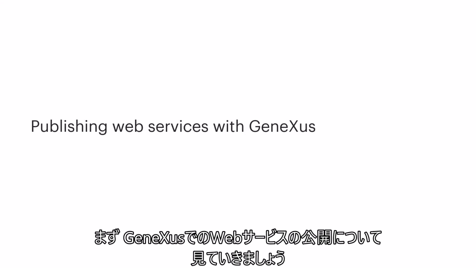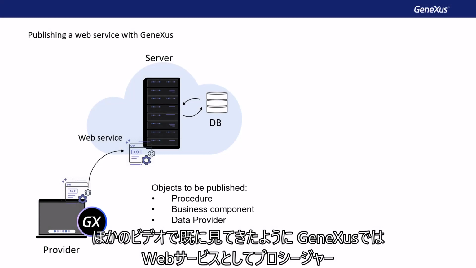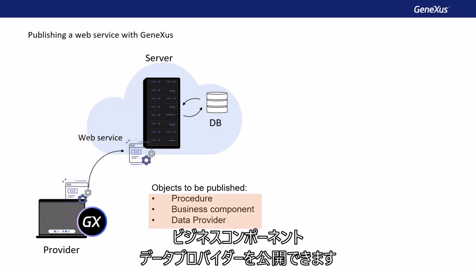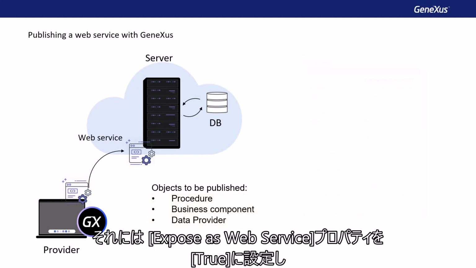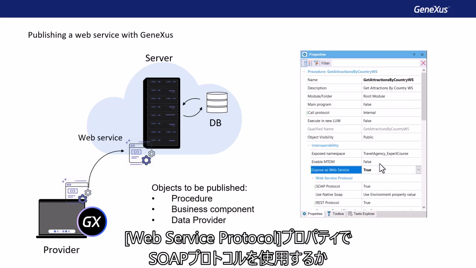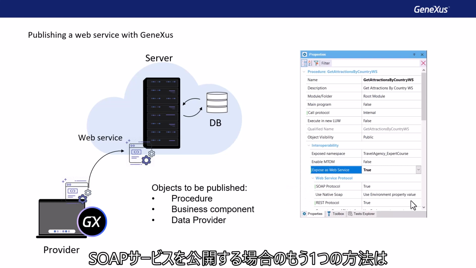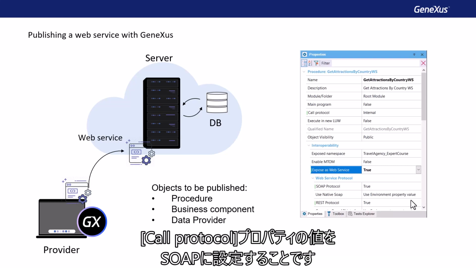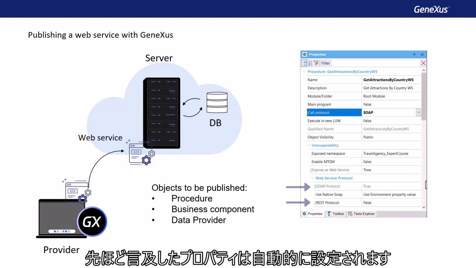First, let's see the publication of web services with GeneXus. As we've already seen in other videos, in GeneXus, we can expose procedures, business components, or data providers as web services. To do so, we set the expose as web service property to true, and then with the web service protocol property, we define if we want to use the SOAP protocol, REST, or both. If we're exposing a SOAP service, another way to do this is to set the call protocol property to the SOAP value, and the properties we mentioned before will be set automatically.